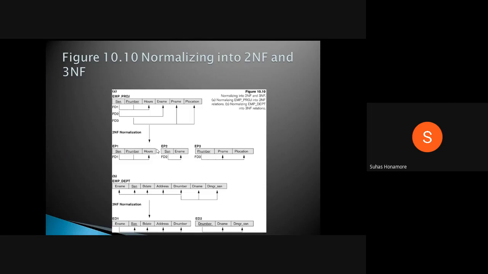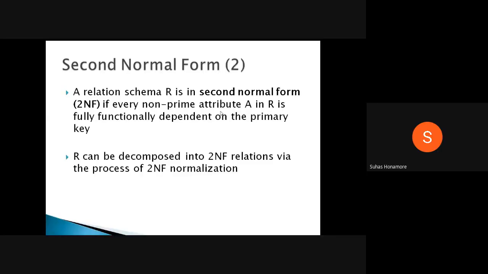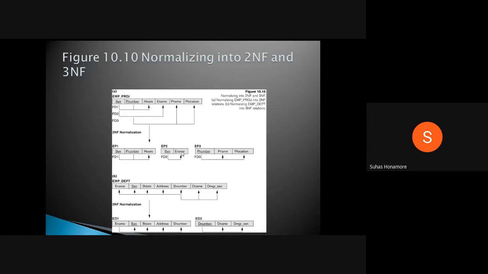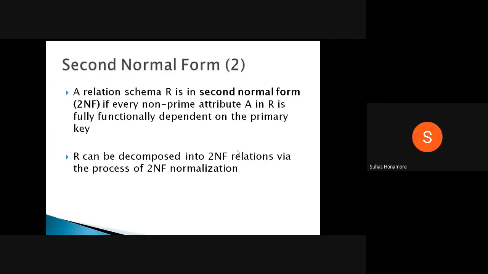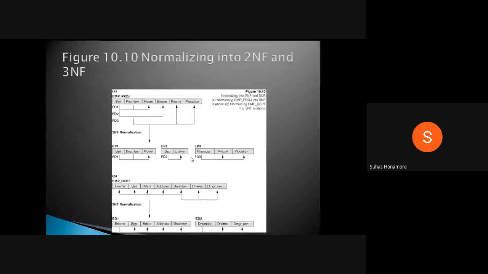Relation schema R is in second normal form if every non-prime attribute A is fully functionally dependent on the primary key. Here the non-prime attributes are hours, e name, p name, p location. We will check whether they are dependent on the primary key. In this table, these two together are the primary key, so it's dependent.